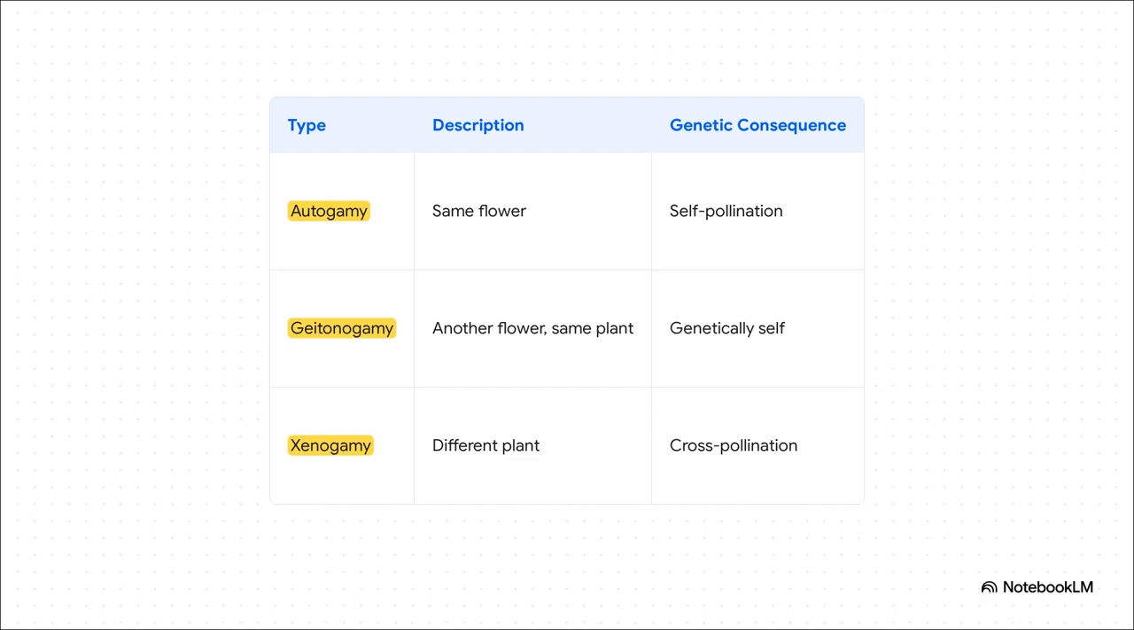Finally, we have xenogamy. This is the only type that is true cross-pollination, where pollen from a flower on one plant is transferred to a flower on a completely different plant. This is what brings genetic variation.